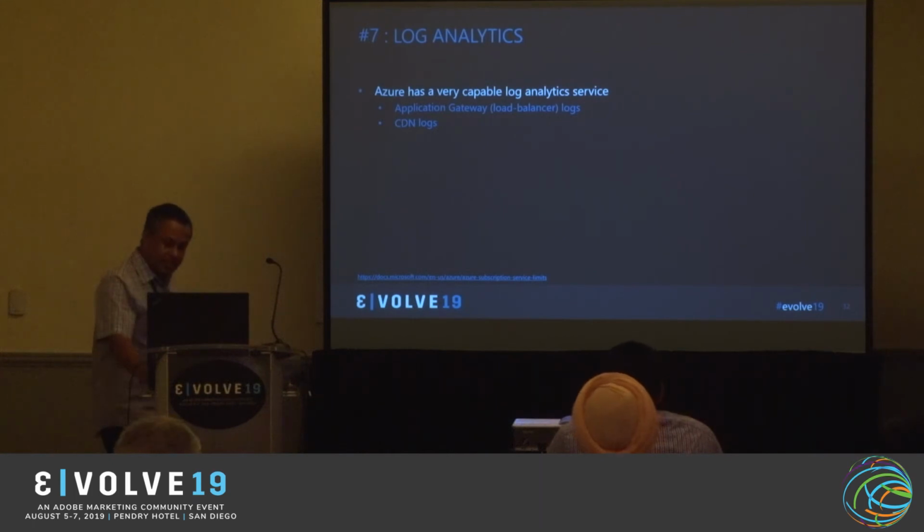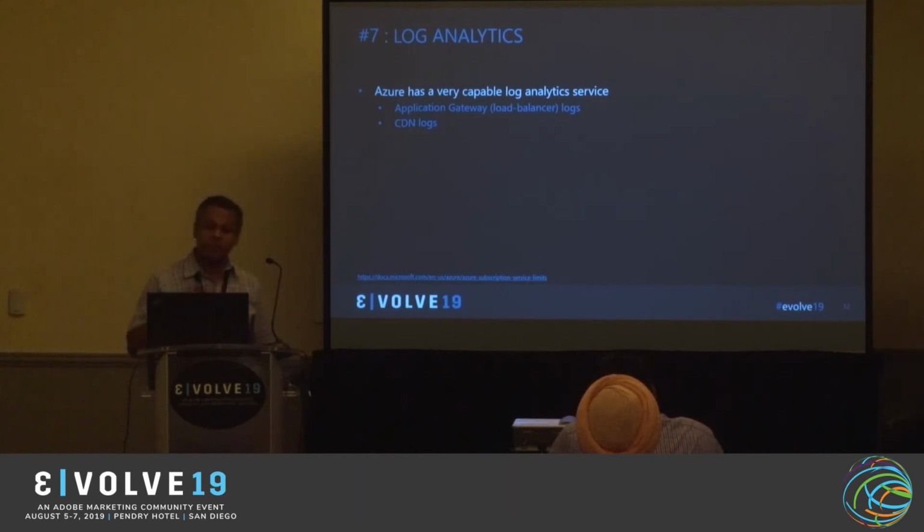Takeaway number 7. AEM produces a lot of logs, and many people already have log indexing like Splunk in place, so it's not really a concern. But if you don't, Azure offers a really good service called Log Analytics. That is pretty good. They have a really good syntax. You have to learn that syntax, but it's not very hard to learn.